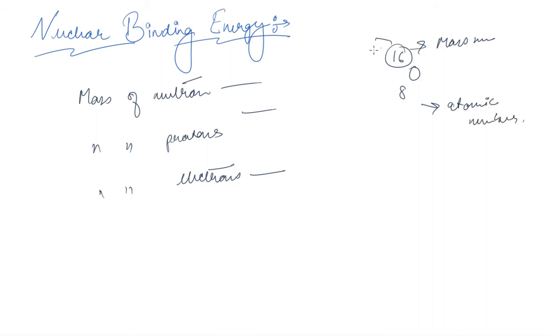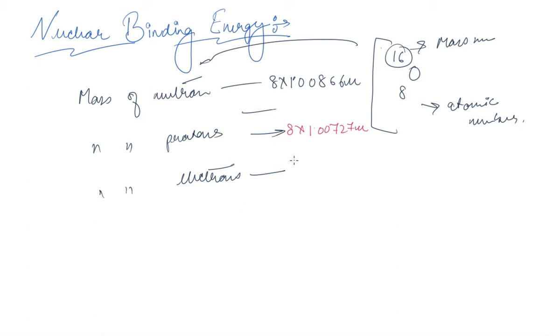Now if I put all of this over here, mass of neutron, how many neutrons are there? There are 8 neutrons. 8 into what was the mass of neutron? That is 1.008666 atomic mass unit. If I talk about the mass of protons, I have 8 into 1.00727 atomic mass unit. And the mass of electron, which is actually very negligible, is equal to 0.00055 atomic mass unit.